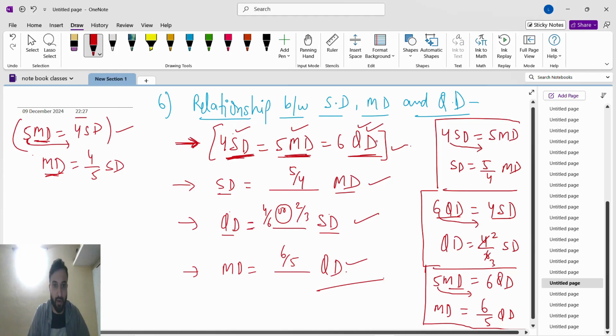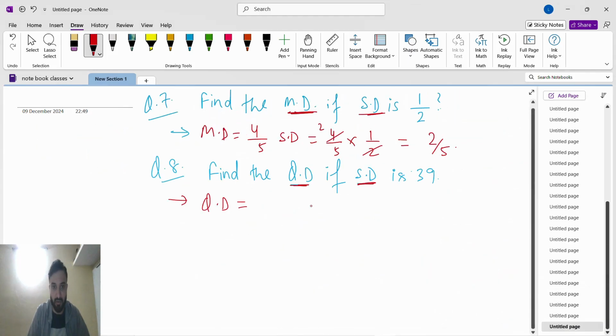We can see here we have to take the quartile deviation and standard deviation, and we have to find the quartile deviation. 6 quartile deviation is equal to 4 standard deviation. So the quartile deviation is 2 by 3 standard deviation. 2 by 3 into standard deviation 39: 3 1 the 3, it is 13, 13 times 2 is 26. Answer is 26. That's it. So like this guys, you have to do. Like this we have to find. Okay.